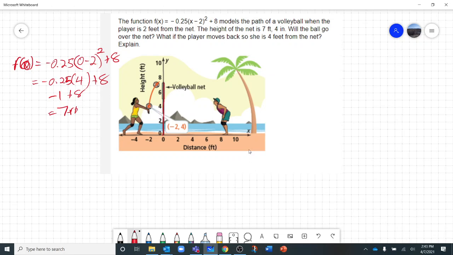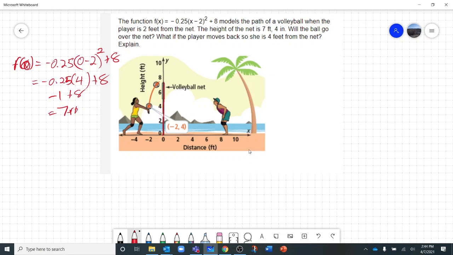The net is 7 foot 4 inches, so no, the ball will not go over the net if she is 2 feet away and she hits it according to that path. The second part of the question is, what if the player moves back so she is 4 feet from the net?